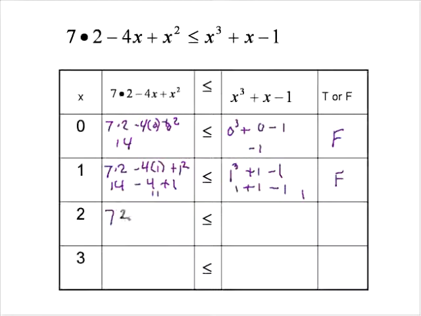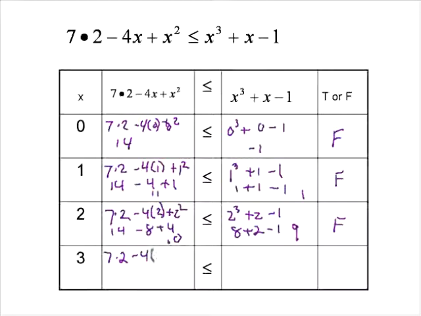For 2, 7 times 2 minus 4 times 2 plus 2 squared gives us 14 minus 8 plus 4. 14 minus 8 is 6, and 6 plus 4 is 10. Over here, 2 cubed plus 2 minus 1 is 8 plus 2 minus 1. 8 plus 2 is 10, minus 1 is 9. 10 is not less than or equal to 9. So we hope the last one is going to work, or we have a problem.